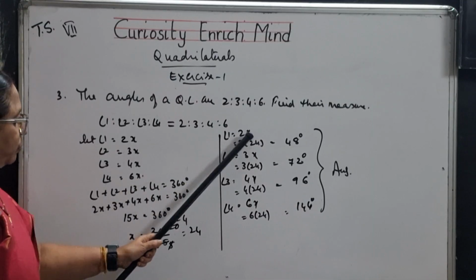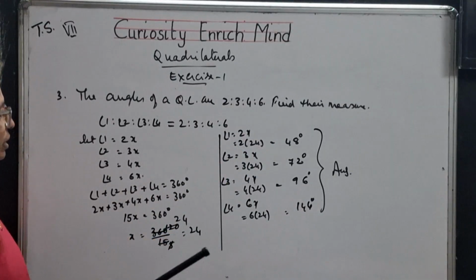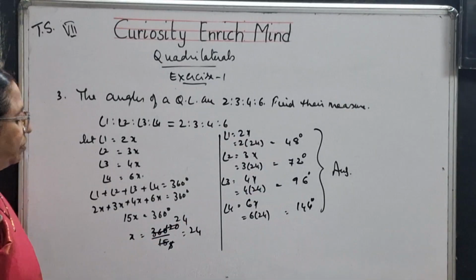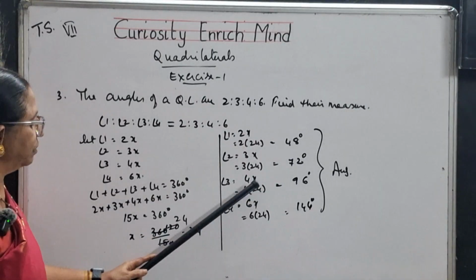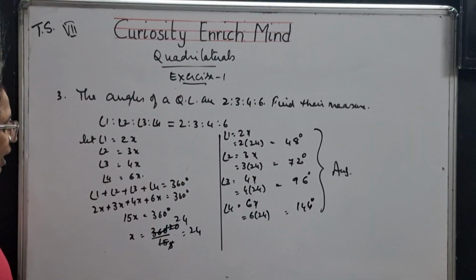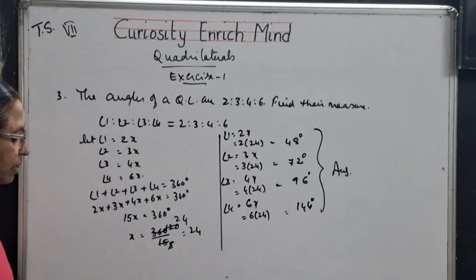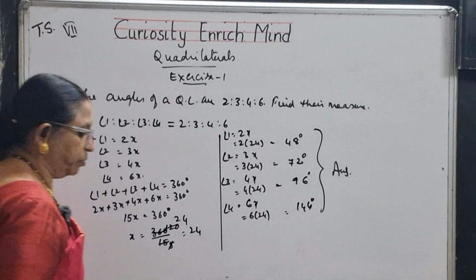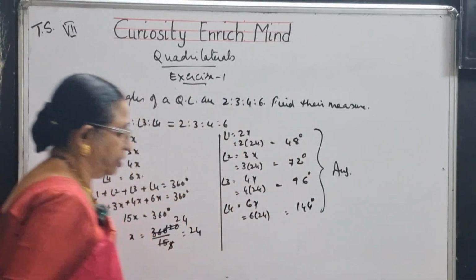So angle 1 is 2x, 2 into 24, 48 degrees. Angle 2 is 3x, 3 into 24, 72 degrees. Angle 3 is 4x, 4 into 24, 96 degrees. Angle 4 is 6x, 6 into 24, 144 degrees. So this is the answer for the third problem, children. Please note it down.